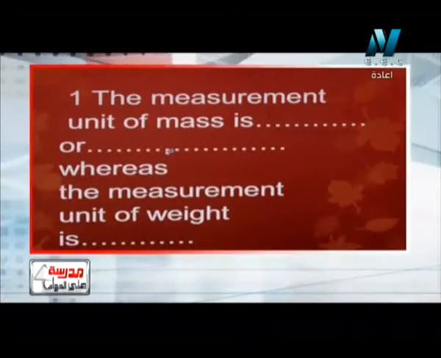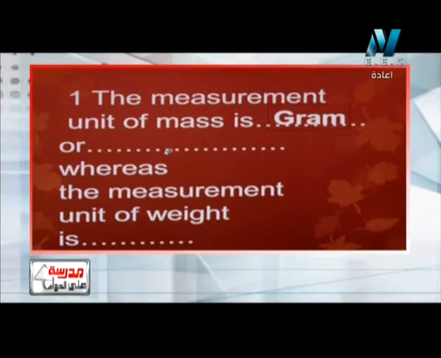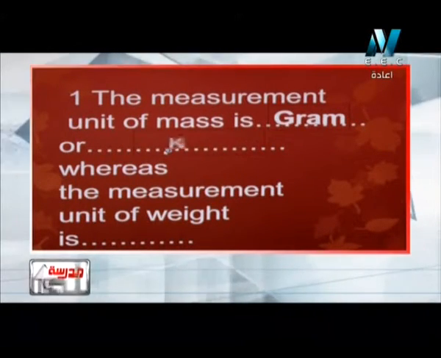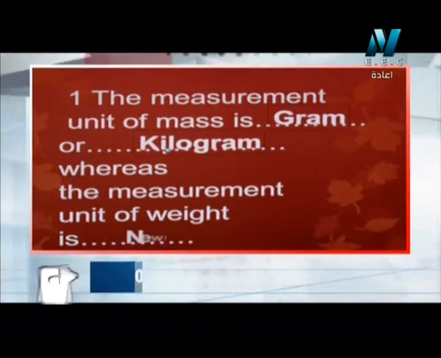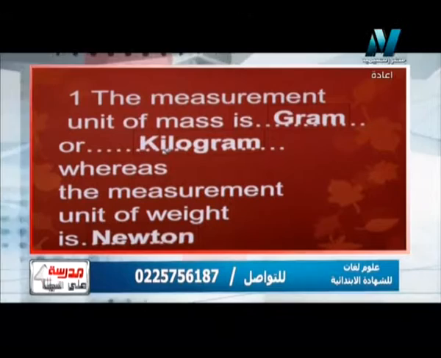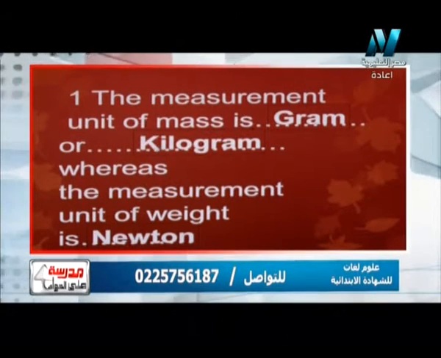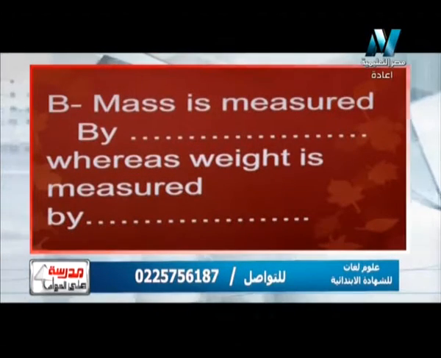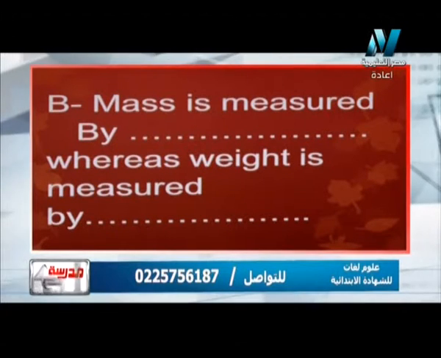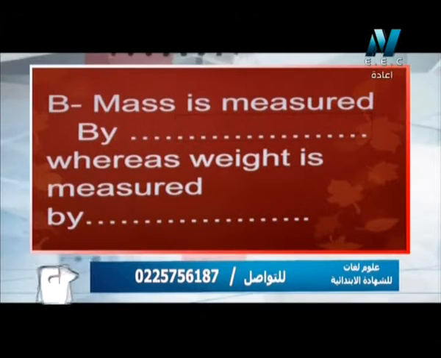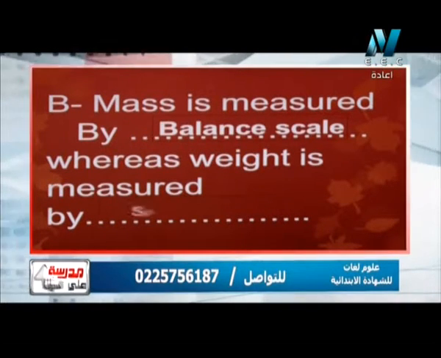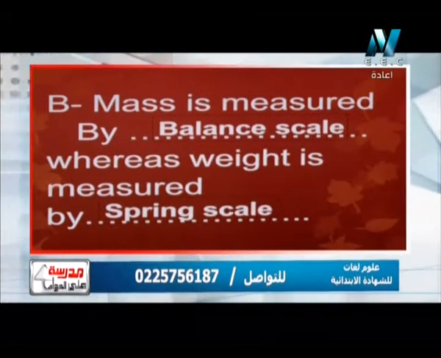Measurement unit of mass, as we said, is gram or kilogram, whereas measurement unit of weight is Newton. We have only one measurement unit of weight, which is Newton. Another question: mass is measured by, whereas weight is measured by. This is a repeated question. Mass is measured by balance scale, but weight is measured by spring scale.